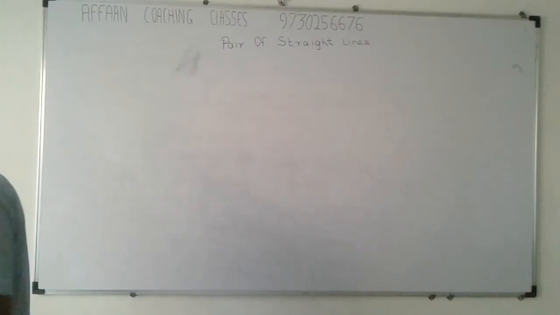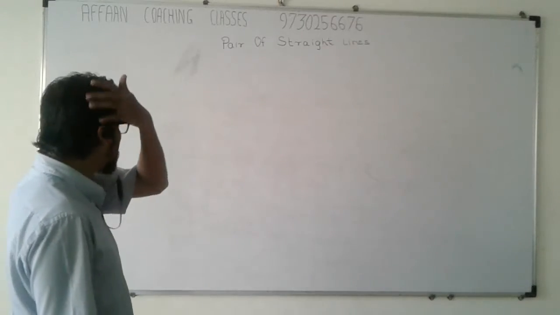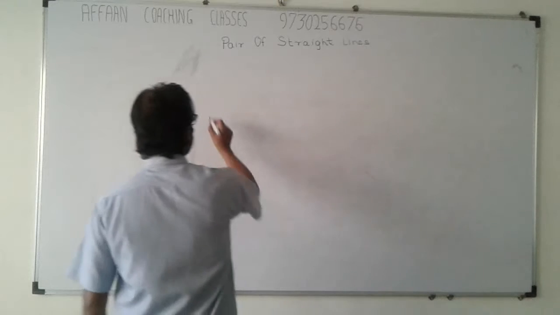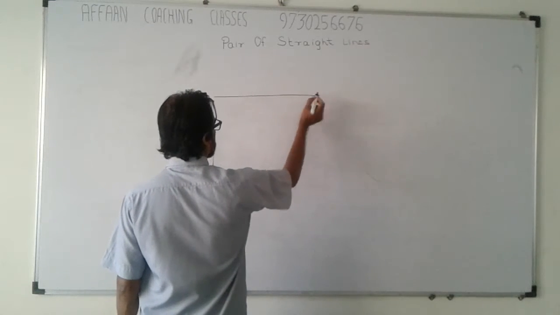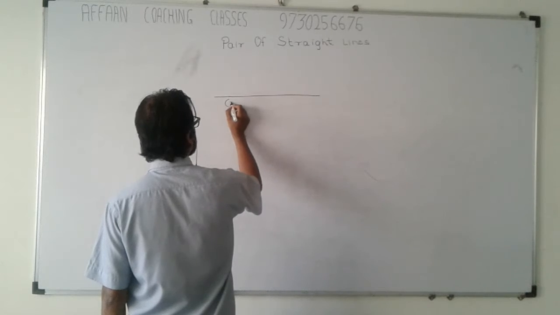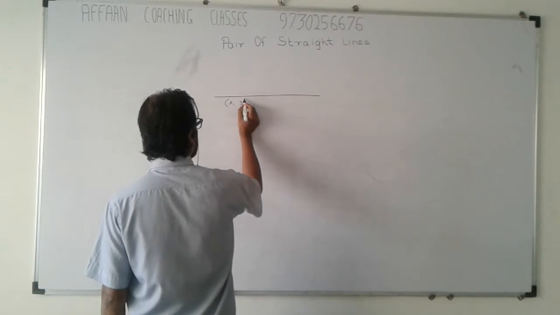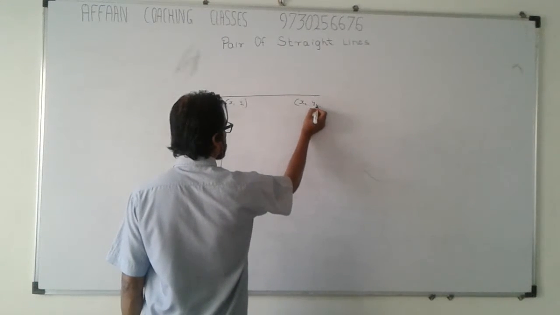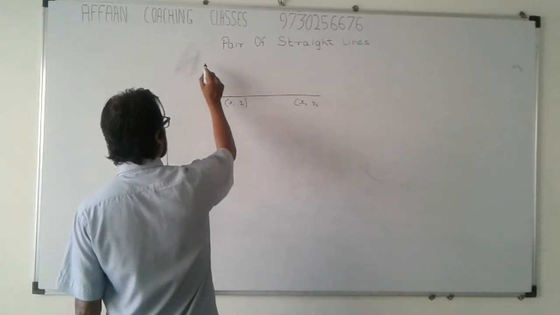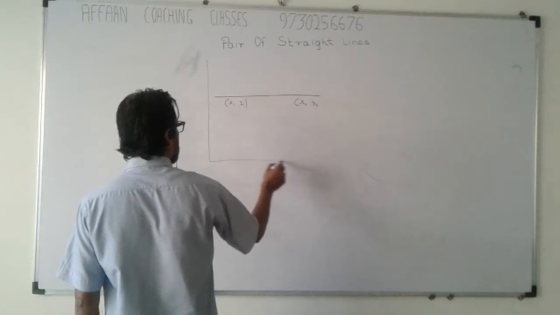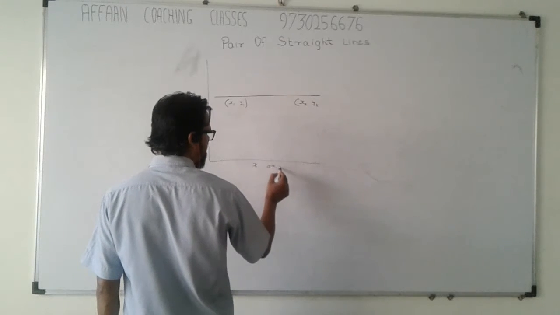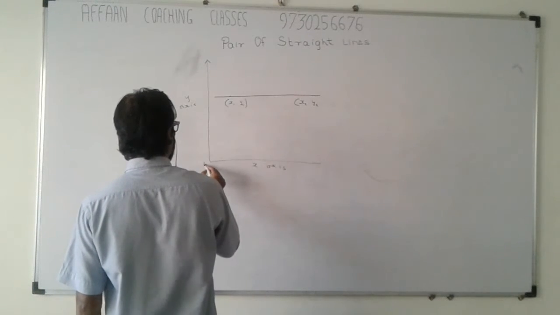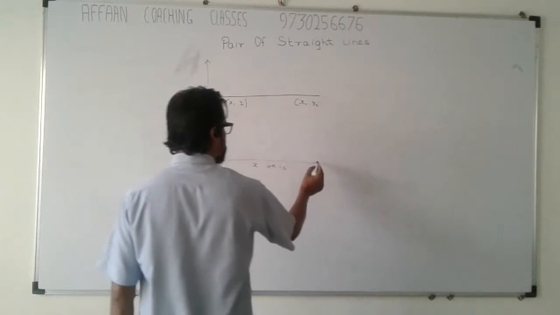Okay, so to begin with, let's start with a few things that you should know while going through this chapter. The first thing is the equation of a line, where you have two coordinates given. Suppose you have to find the equation of a line. This is a line and you have two coordinates, x1, y1 and x2, y2. Let's take any line, with the x-axis and y-axis.